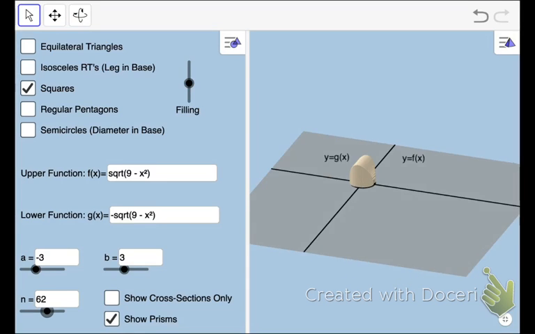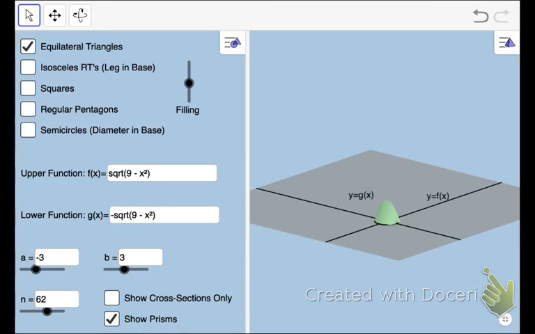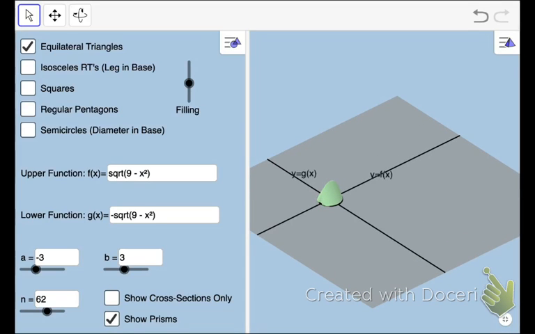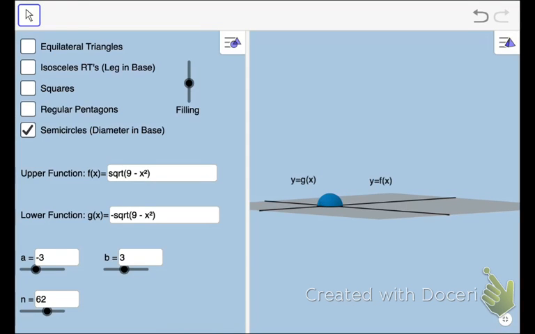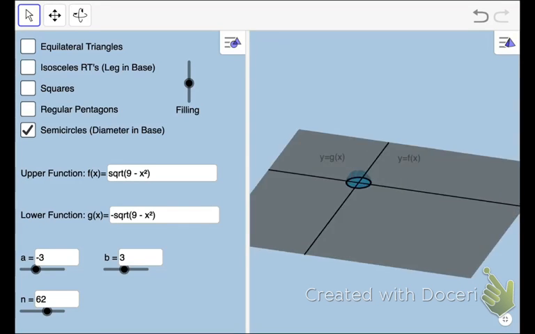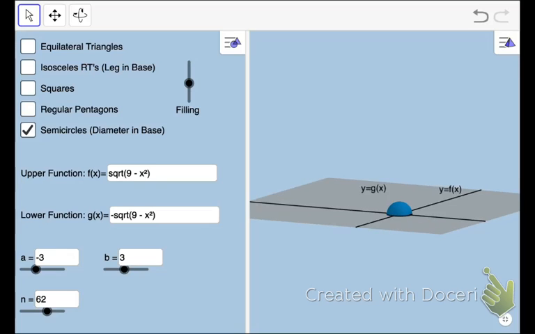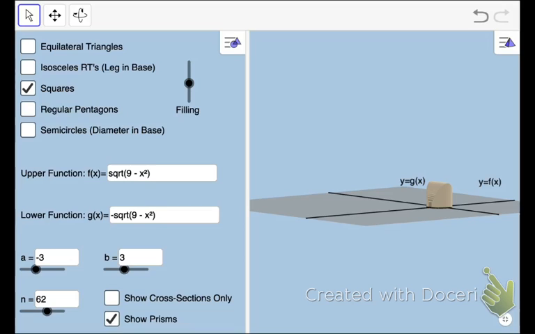Anyways, and then let's do that. So if we had equilateral triangles, it would look like this, almost like a mohawk. You see that? Spiky hair. Regular pentagons, that's kind of a cool looking shape. Semicircles. Not surprisingly, if you make semicircular cross sections on a circular base, what do you get? Not a semicircle, not a half circle, but a hemisphere, right? Half of a sphere. Hemisphere, yeah. Anyways, but we're looking at squares, so that's what this is.